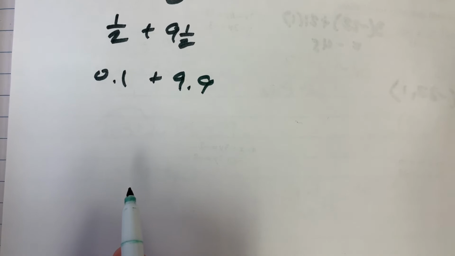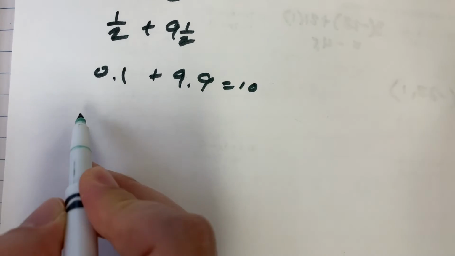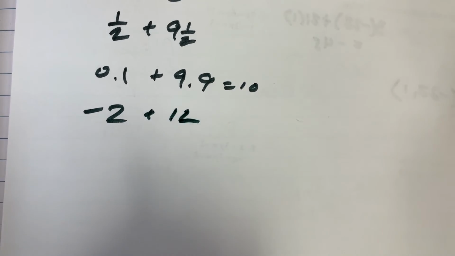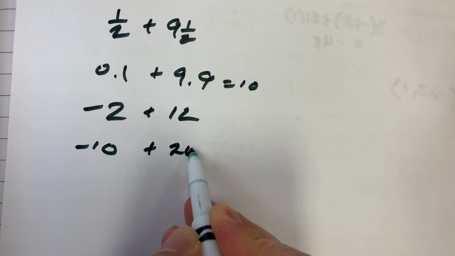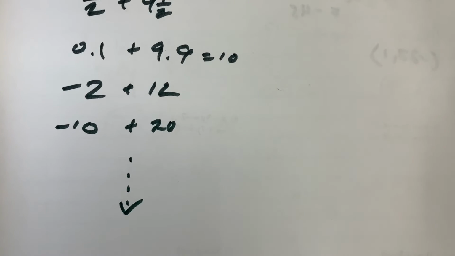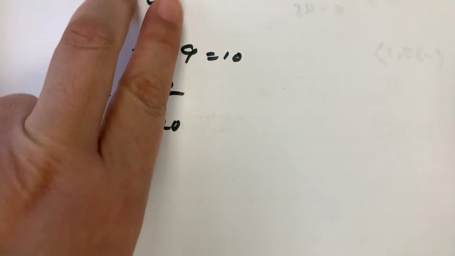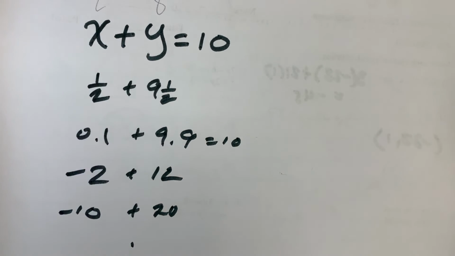To have 10, right? What if I have a negative 2 for x? You will have 12. What if I have negative 10? I will have 20. So it goes on and on. So here's the thing: when you have one equation with 2 different variables, there must be infinitely many solutions.